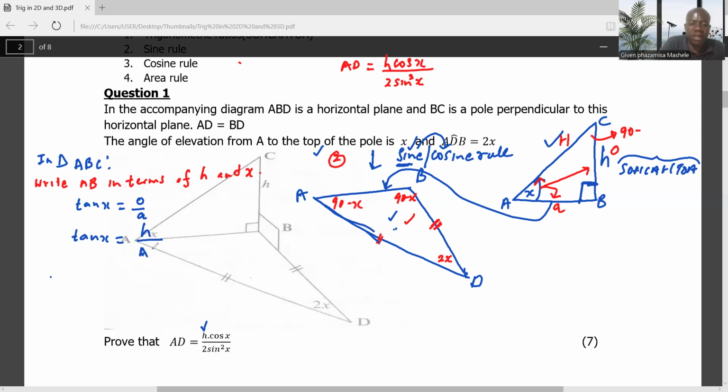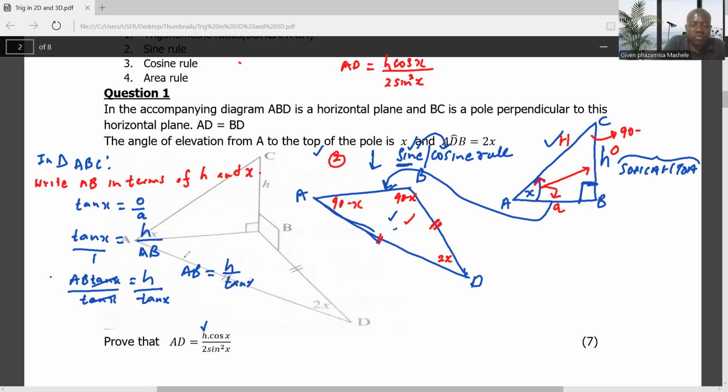So now we want to write AB in terms of H and X. Why? So that we can use it in the second triangle, because there's also AB, a common side, guys. It's a fraction, it's over 1. We can cross multiply, so we have AB tan x equals H. Then let's divide by tan x on both sides. Now the AB is equal to H over tan x.